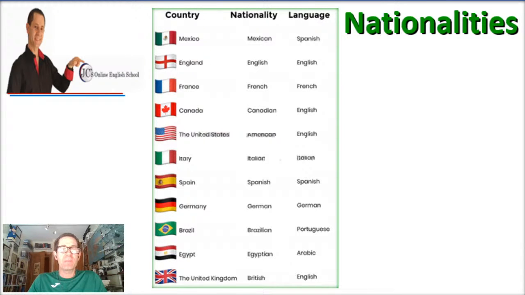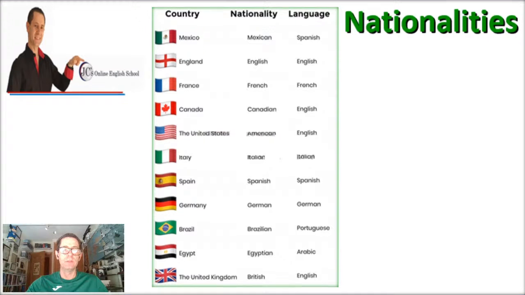France, French, French. Canada, Canadian, English. The United States, American, English. Italy, Italian, Italian. Spain, Spanish, Spanish. Germany, German, German. Brazil, Brazilian, Portuguese. Egypt, Egyptian, Arabic. And last but not least, the United Kingdom, British, and English. Okay, that is in terms of nationalities.